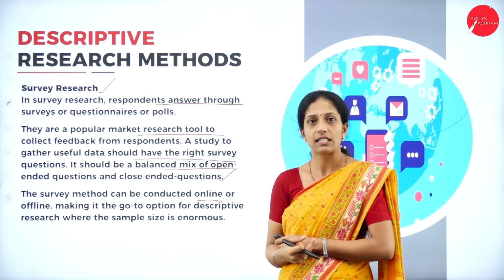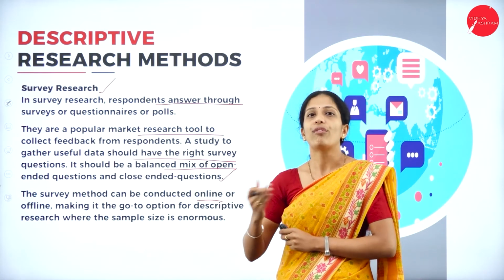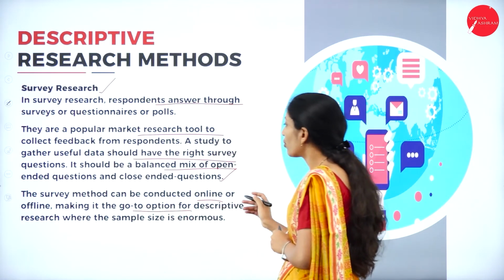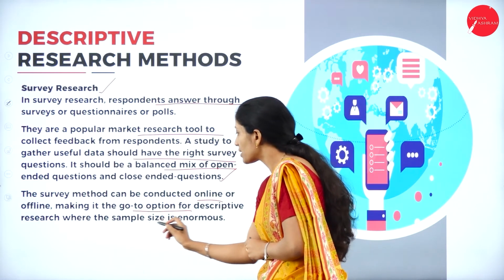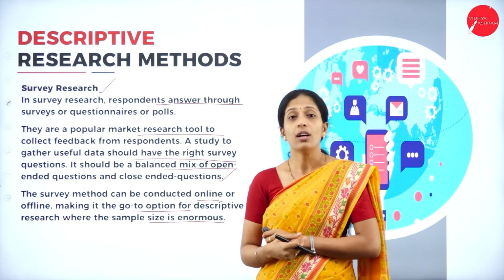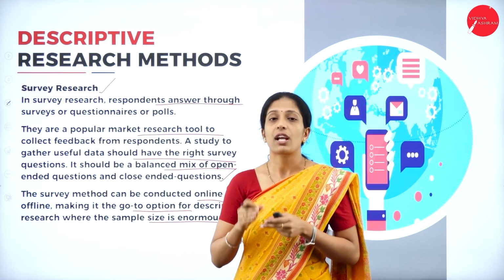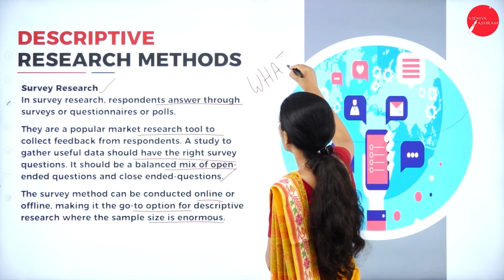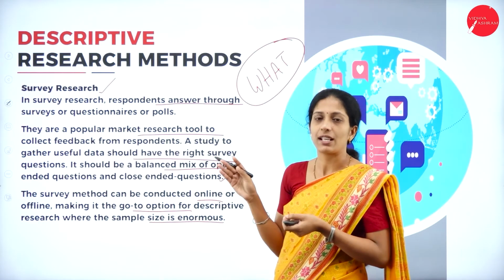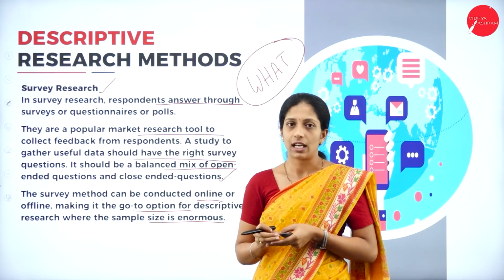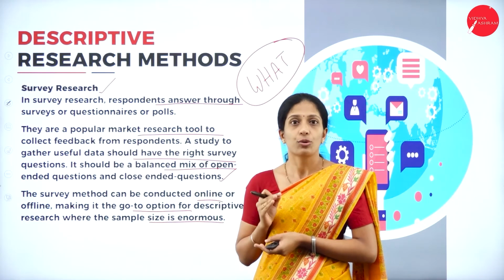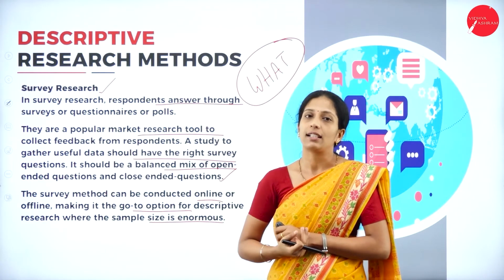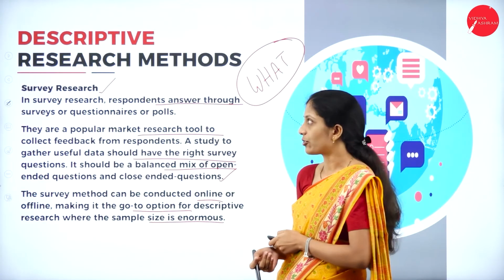So you know about the recent trend in technology. They can go for online or offline, making it the go-to option for descriptive research where the sample size is enormous. So under the descriptive research method, we are going to learn about the subject. Here the whole population will be selected and we are going to collect the information, and we have three methods to collect the information. One is the observation method, the next one was case study, and the other one was survey research.